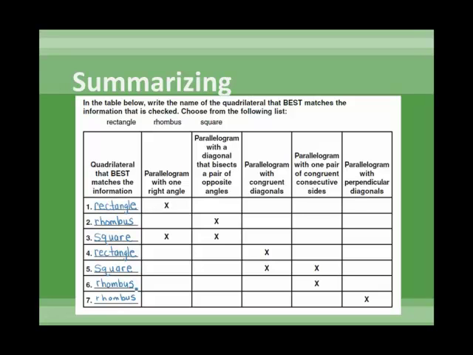Okay, so that's just a little check of whether or not we understand what the properties are and what type of shape is dictated by the properties.